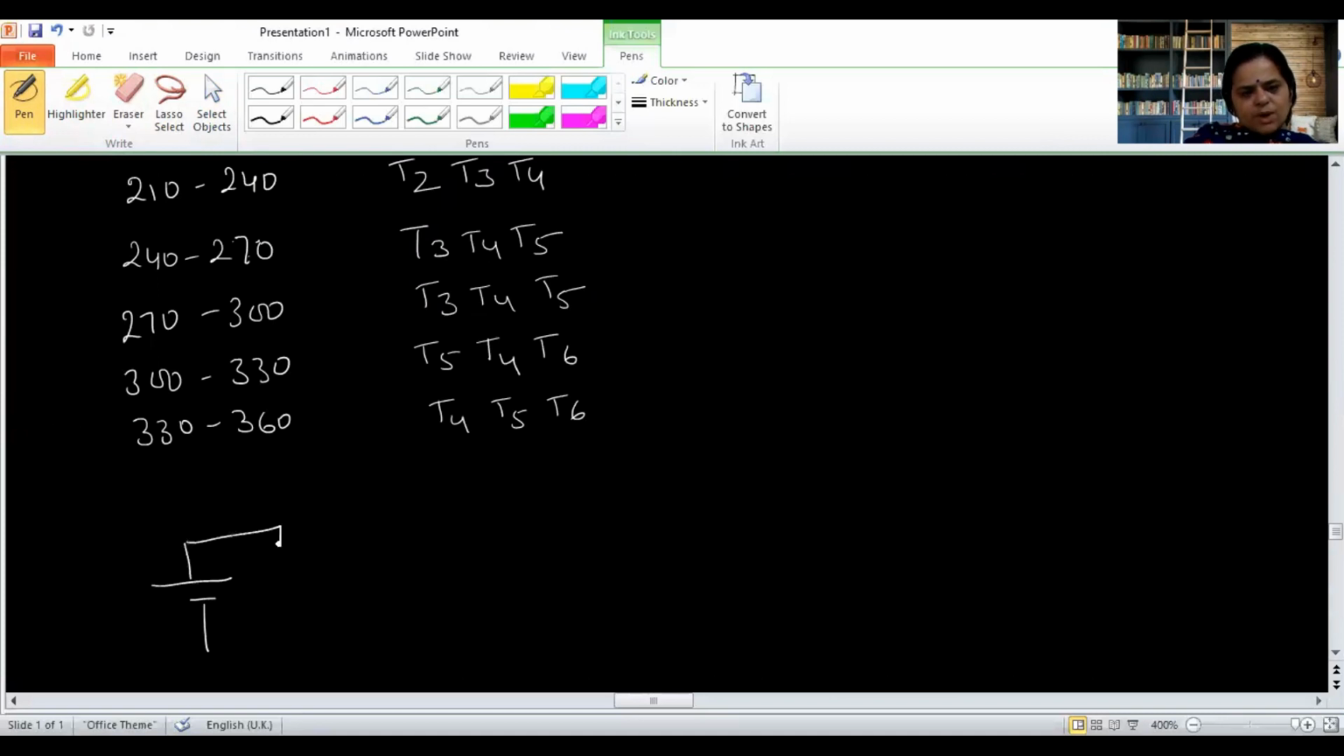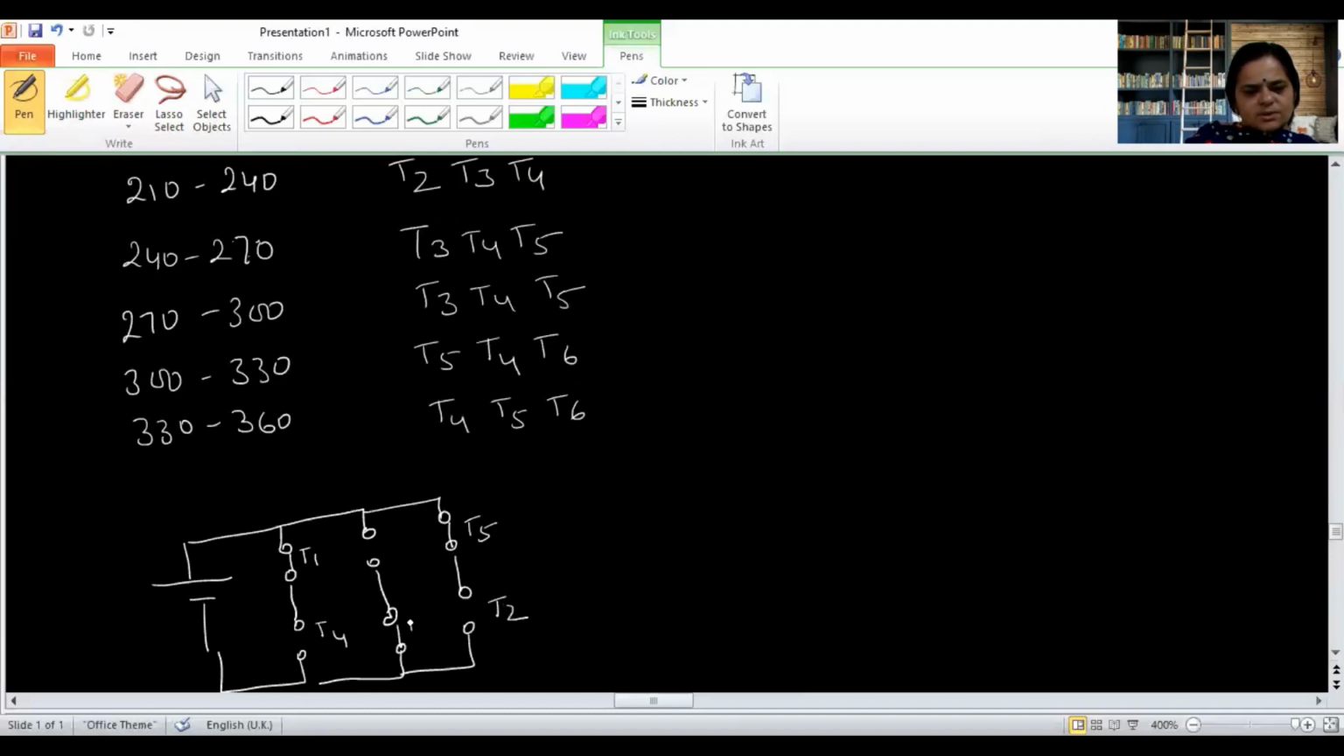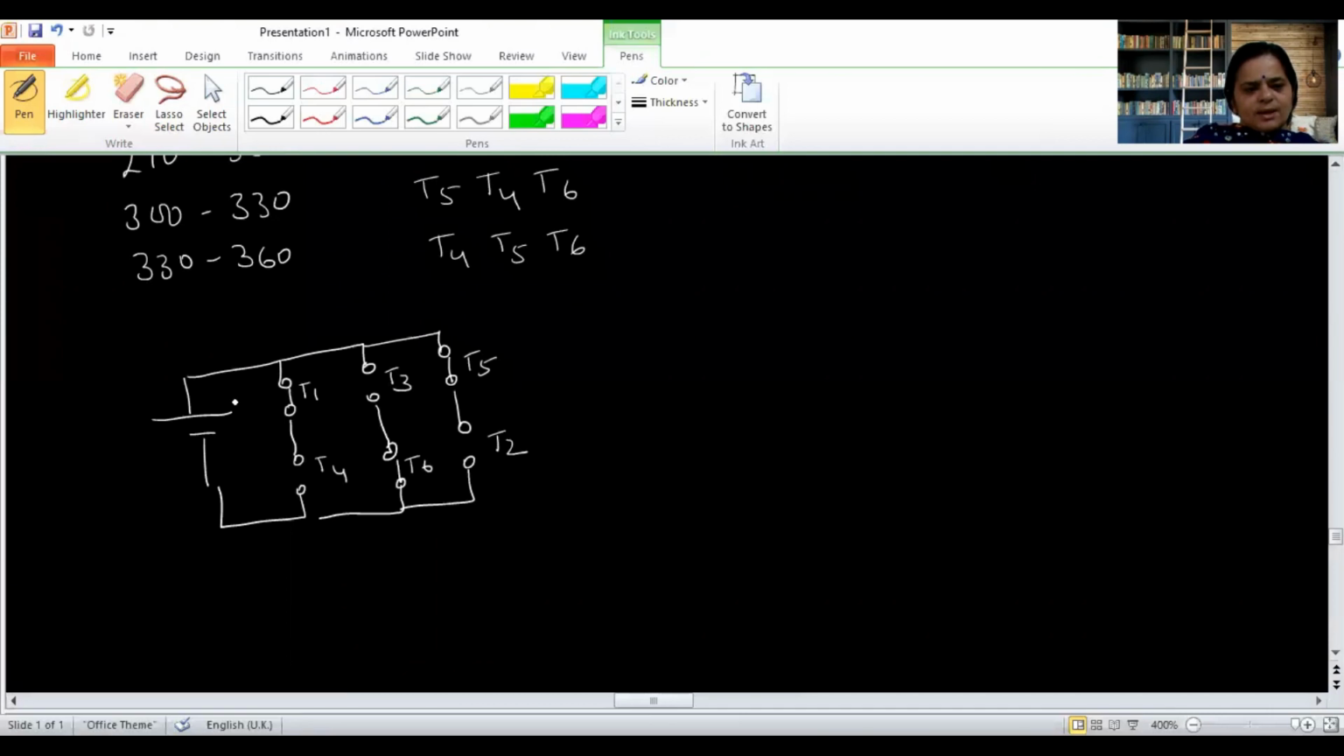This is VS. T1 means this will be a short circuit. This will be an open circuit because this is T1. This is T4. 3 is an open circuit and 6 is a short circuit. And 5 is a short circuit and 2 is an open circuit. This kind of connection will be there. And you can see here this is ZA, the A phase. With this, the B phase is connected, ZB. And with this, the C phase is connected, that is ZC.